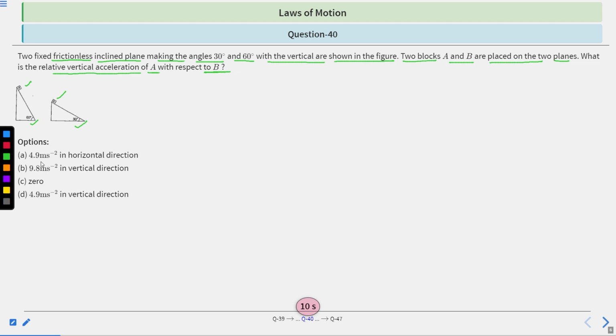Which option is correct? Option A is 4.9 meter per second square in horizontal direction. Option B 9.8 meter per second square in vertical direction. Option C 0, and option D 4.9 meter per second square in vertical direction. You have 10 seconds to solve this question. After 10 seconds, we will provide the solution.